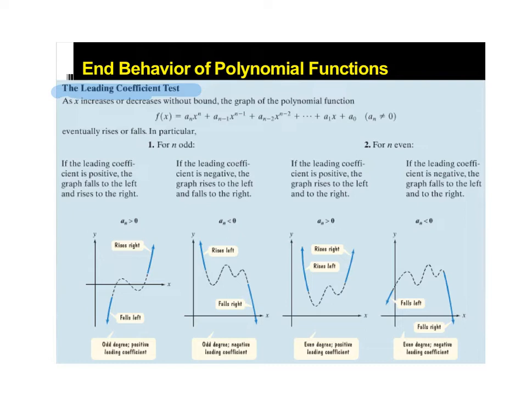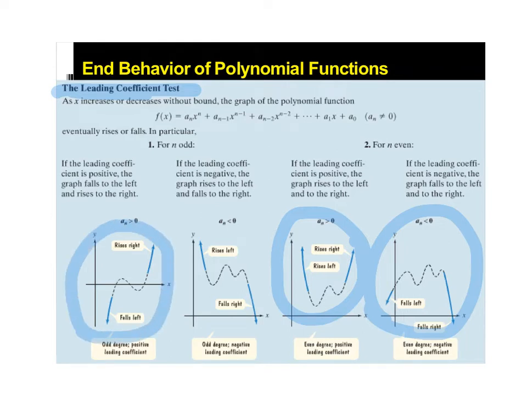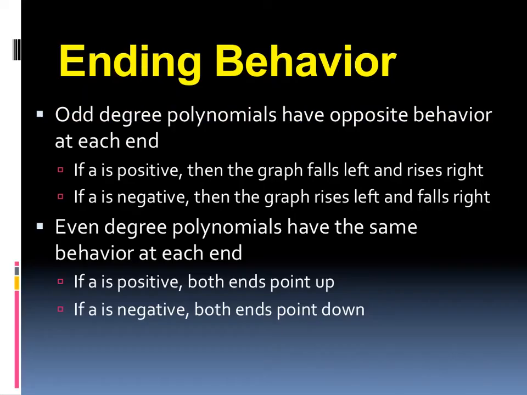That's the first thing you want to do. If it's even and the number on the front of it is positive, both of your arrows are going to point up. If it's even and the number on the front of it is negative, both of your arrows are going to point down. If the highest exponent is odd and the number is positive, it points up to the right, down to the left, just like your x to the third. And if it's odd and negative, it points up left and down right. So that in regular terms looks like this.